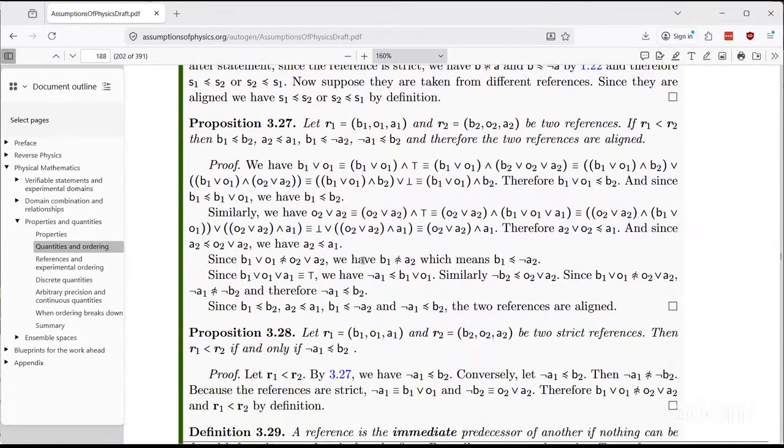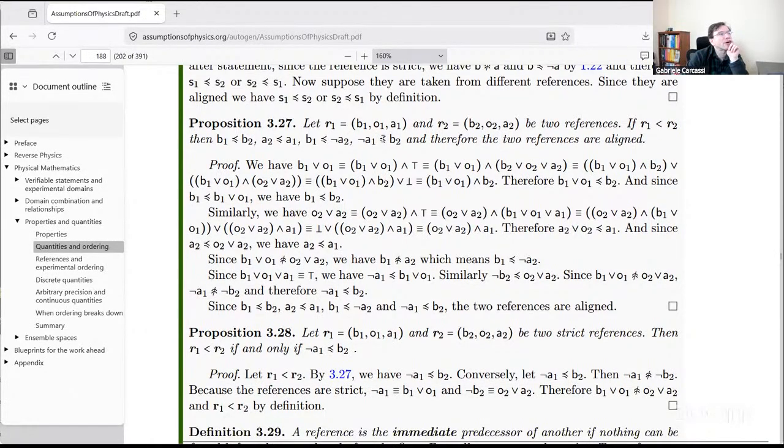Proposition 3.27. Let R1 be the tuple (B1, O1, A1) and R2 the same thing but with number 2. Let these be two references. If R1 is narrower than R2, then B1 is narrow. No, this was before, sorry. If R1 is before R2, then B1 is before or on B2, A2 is before or on A1, and B1 is before or on not A2, and not A1 is before or on B2. Therefore, the two references are aligned.